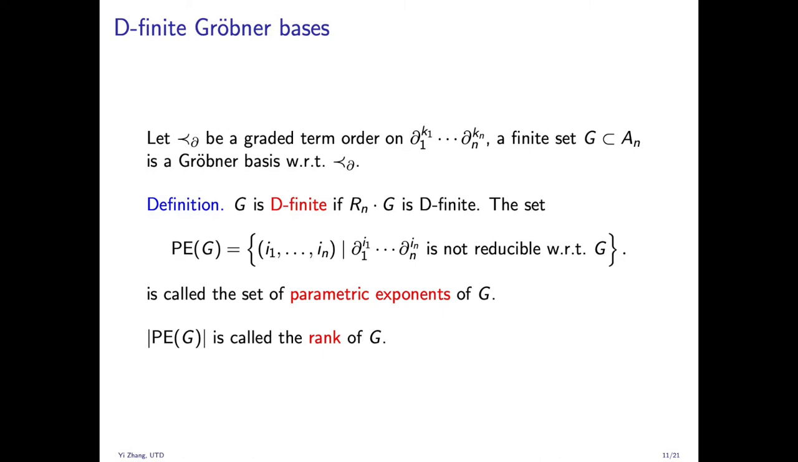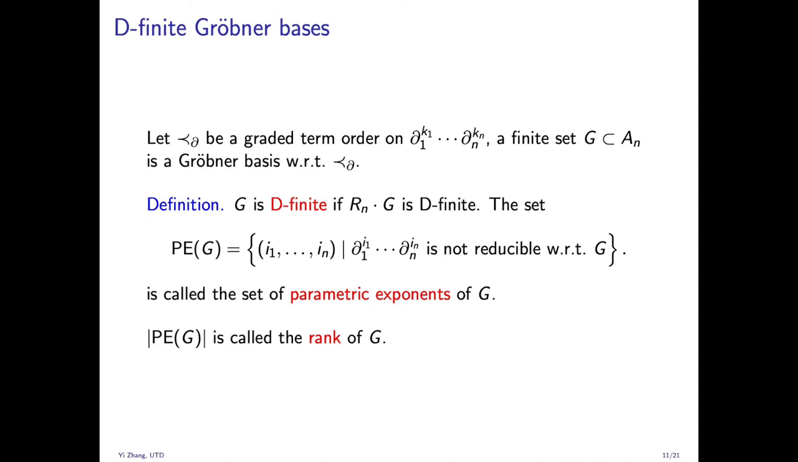It's a generator of the ideal, and the leading terms of those generators are minimal under this term order. So it's analogous to the commutative case. But if you just have a left ideal, the Gröbner basis need not be finite, is that correct, in the non-commutative case? In the general case, it's not.